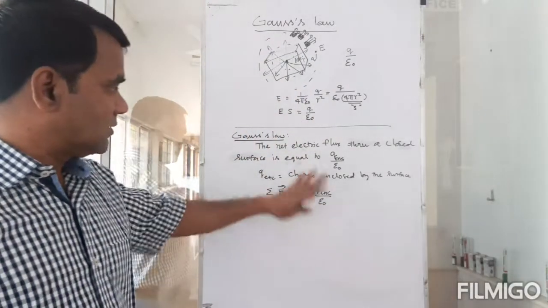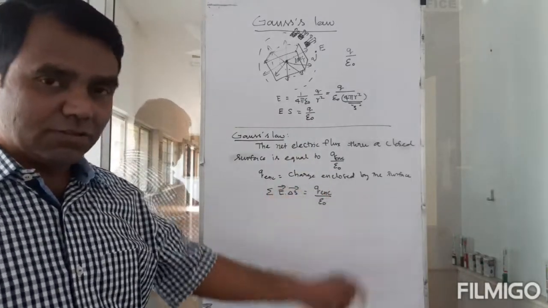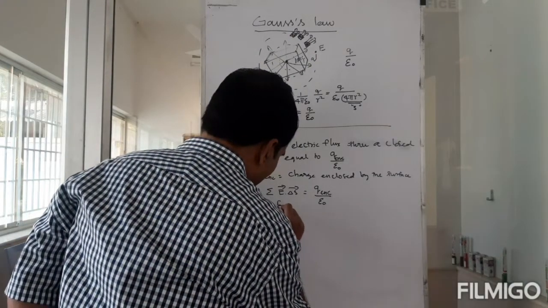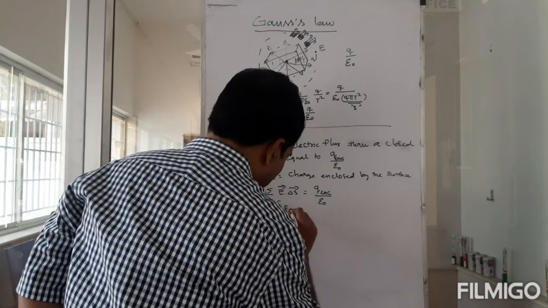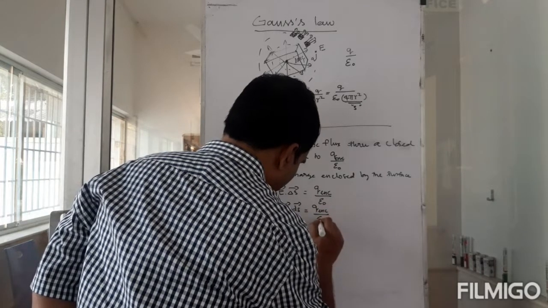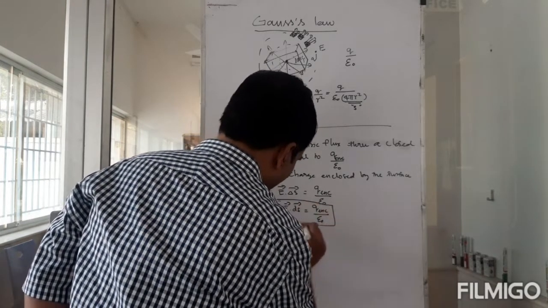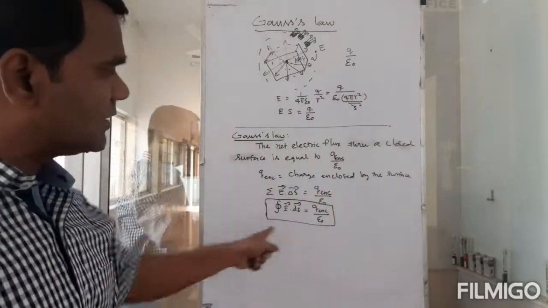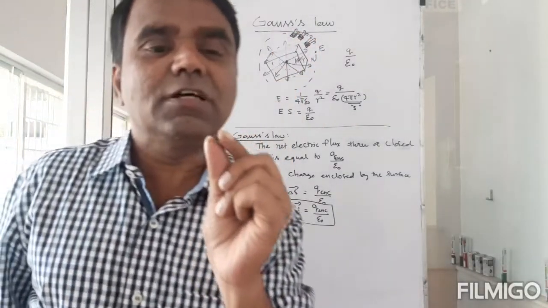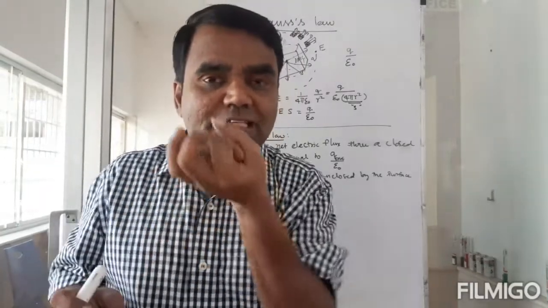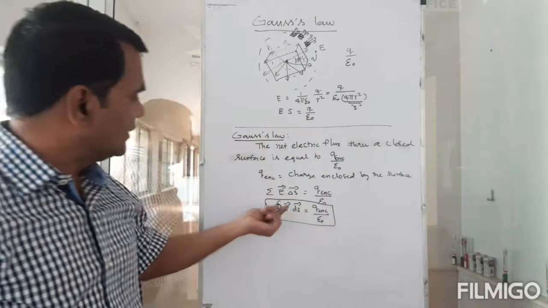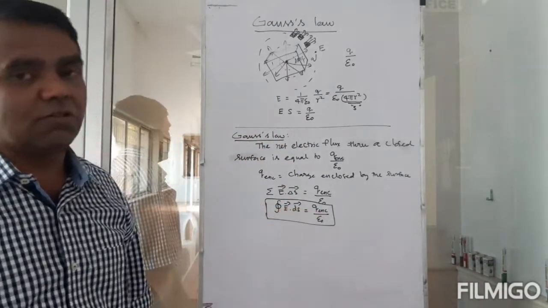Okay? Or this is one way of writing it, for discrete surfaces, but it can also be written as the closed integral of E dot dS equal to Q over epsilon naught. This is the integral form. The summation form becomes an integral form when this small area is almost approaching zero. So you're taking the flux through very small areas, you add them all together, then you have E dot dS equal to Q over epsilon naught. Okay?